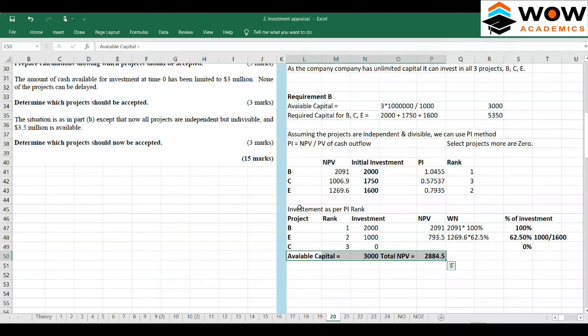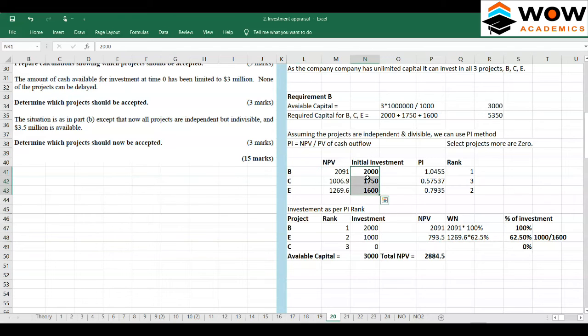So we have to first find out whether we have available capital. Available capital is 3000, required capital is 5350. So we cannot invest in all the good projects. So we use the NPV by PV method, PV of cash outflow method. If it's more than 0, we can invest. So for B, C, E, all the three, NPV by initial investment, we got it.